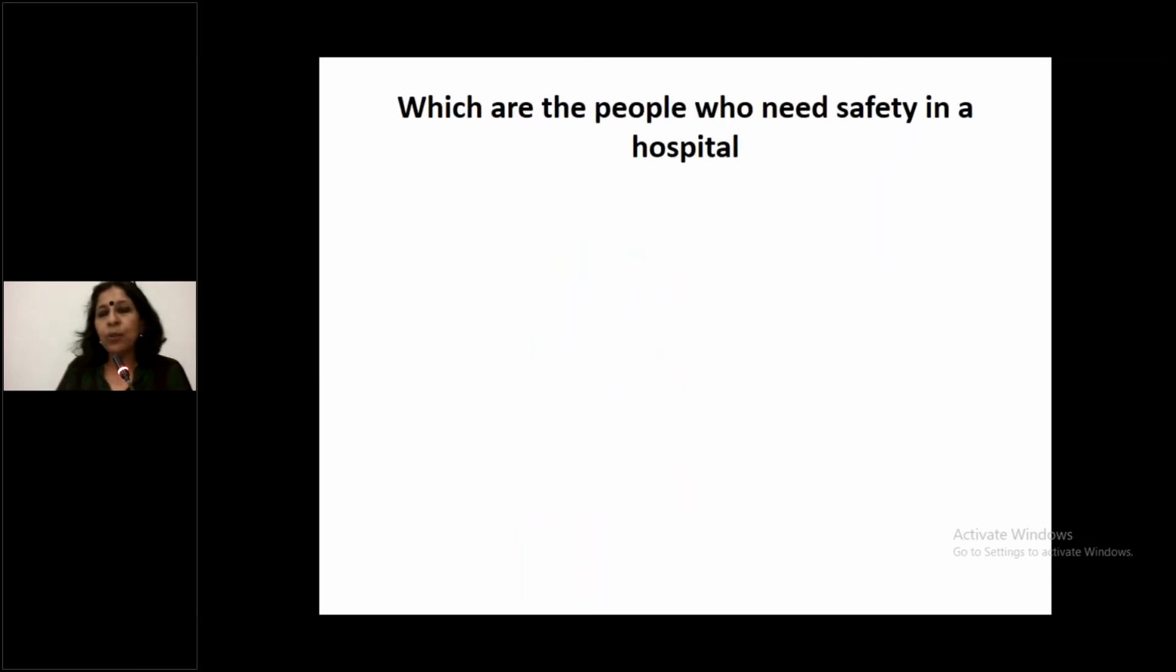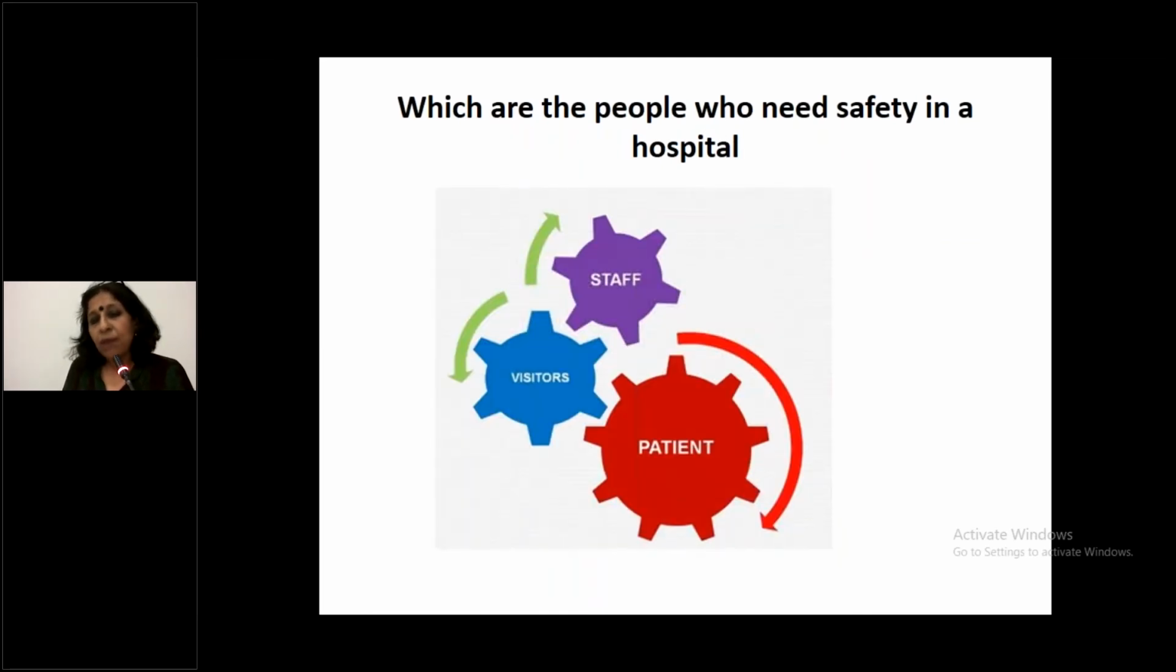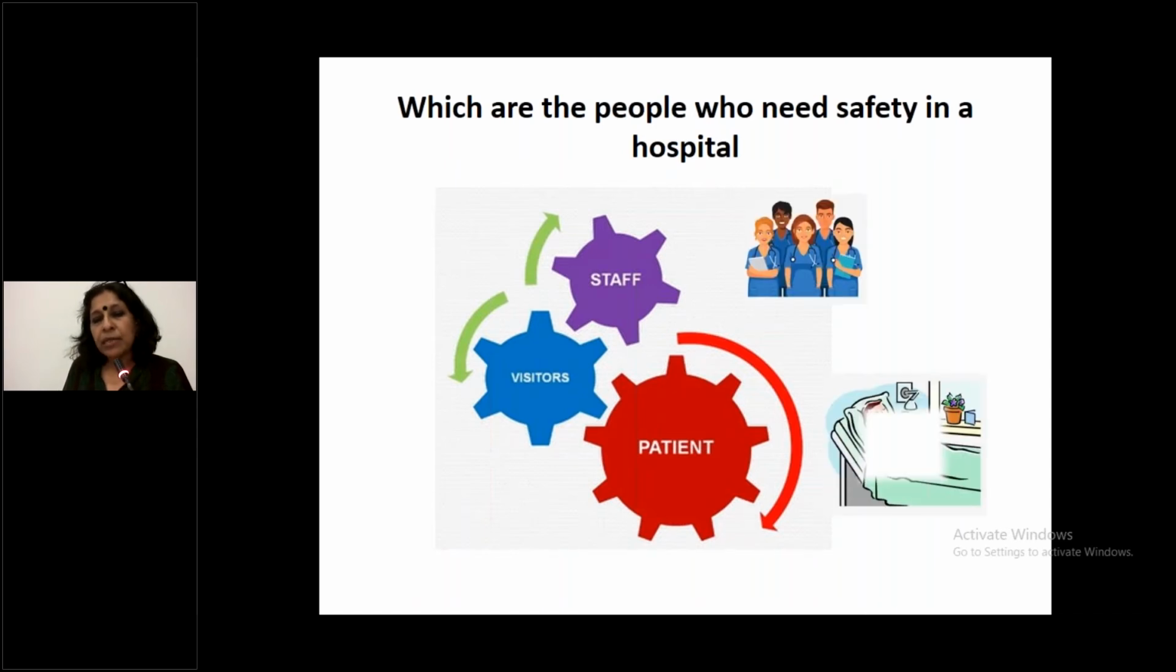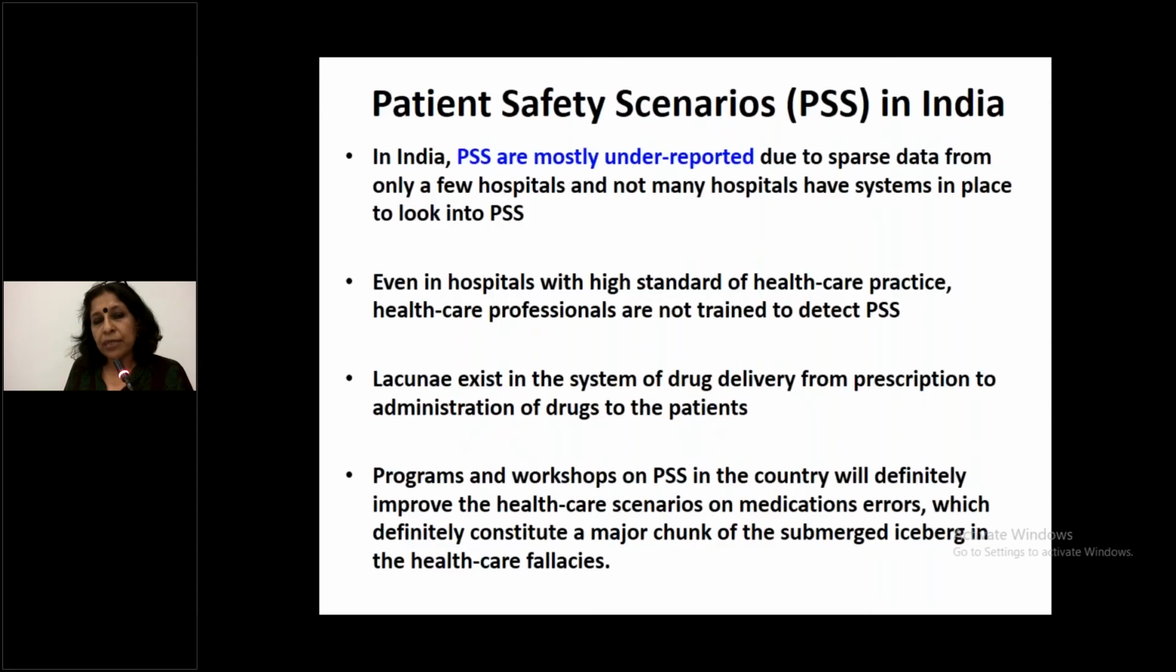Now, who are the people who need safety in a hospital? Of course, nowadays, given the current scenario, people would say staff and doctors. Well, yes, staff, doctors, visitors, patients, everybody needs safety, but we are going to talk about patient safety. So in India, it was seen why we are talking about it today, why it has been put up as a part of the foundation courses, because it's a very underreported scenario in India.